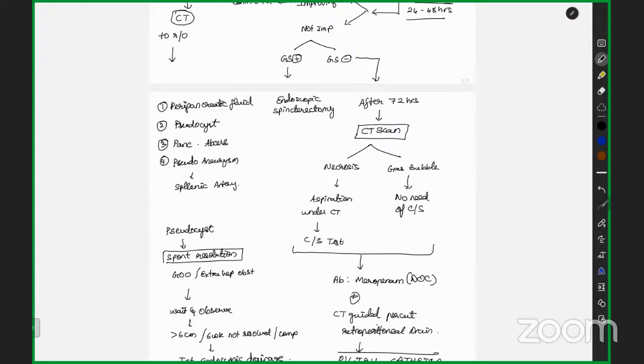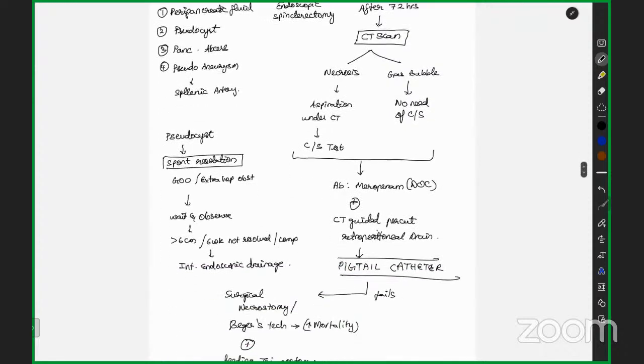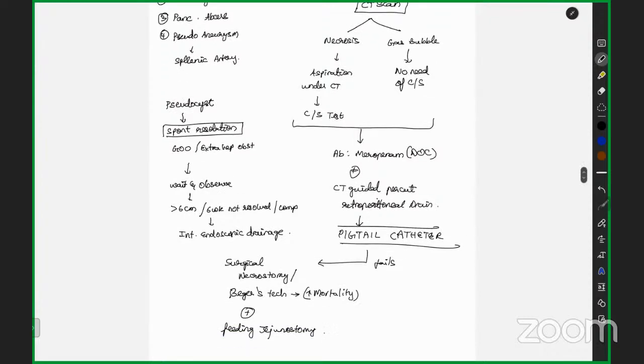If there is any necrosis, I'm going to do a USG guided aspiration, CT guided aspiration. I'm going to perform a culture and sensitivity test. If there is a gas bubble, I'm not going to do anything. I'm going to start with my treatment. What is going to be my treatment? Antibiotic. What antibiotic? Meropenem. After meropenem, I'm going to perform a CT guided percutaneous retroperitoneal drain.